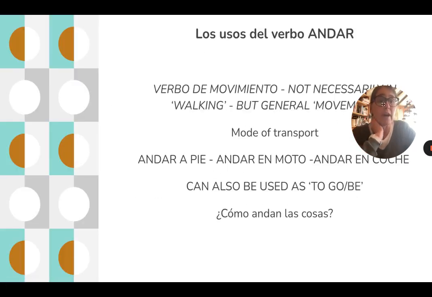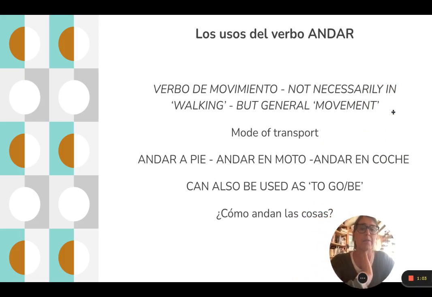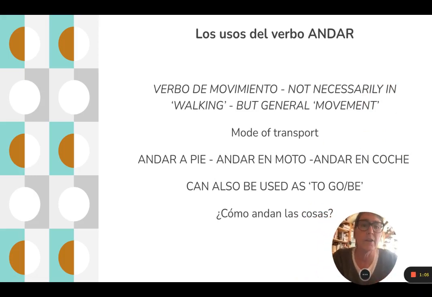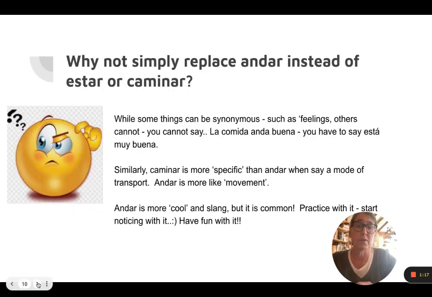So the uses of andar, it's a verb of movement, not necessarily in walking, but general movement. It's a little bit different than caminar that way. So we would use it as a mode of transport, and we would also use it as a state of being. So those are some of the uses of andar. So why not simply replace andar instead of estar or caminar? Some things can be synonymous, such as feelings, but you can't do it in every case.